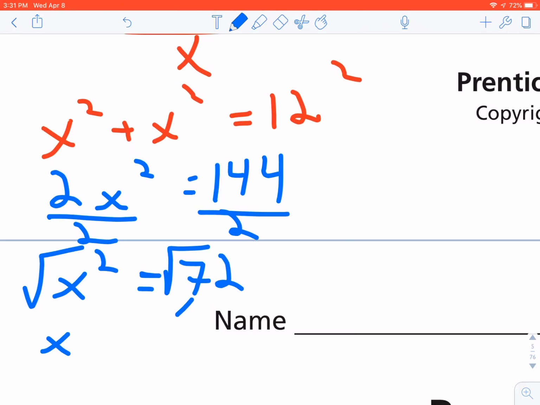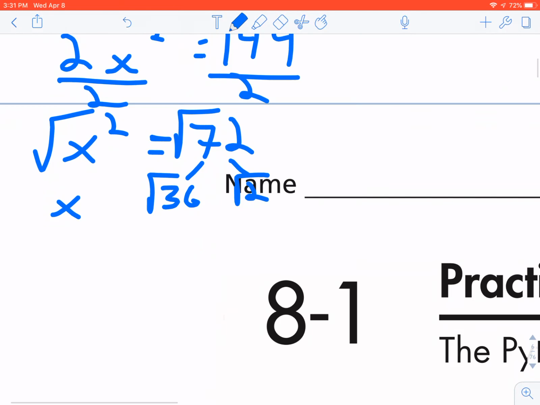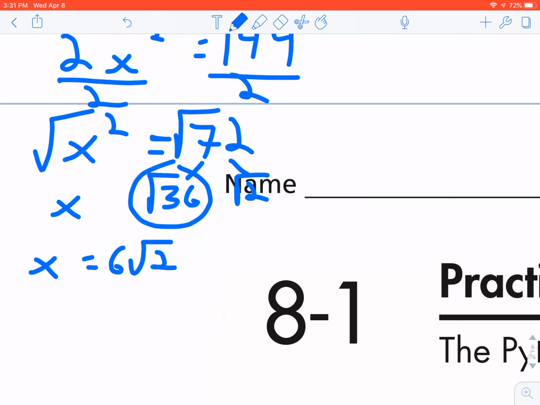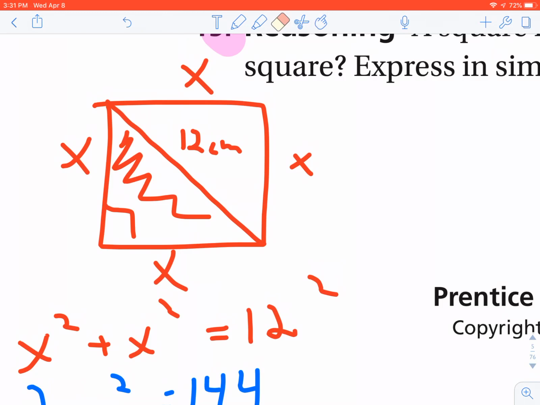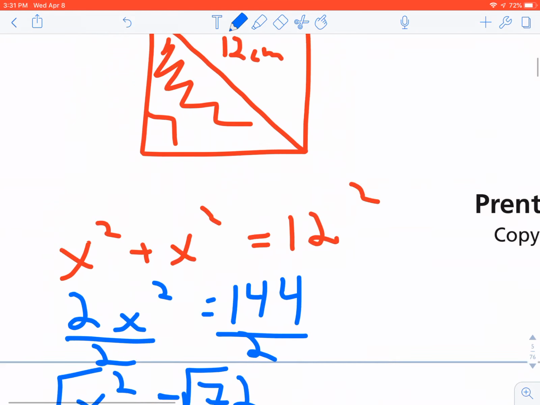The biggest perfect square, well, 72 is not a perfect square, but the biggest perfect square that divides into it is 36. You get 36 and 2. This is your perfect square root, so it is 6 and it comes out of the house. 2 is not perfect, so it stays in. But that's not the answer. All I have found, back to my original problem, is that each one of these lengths is 6 radical 2.